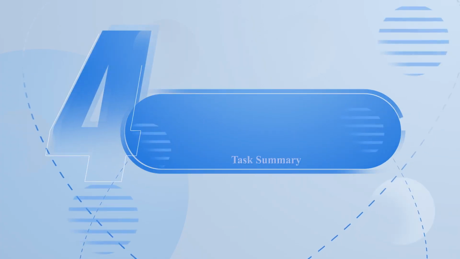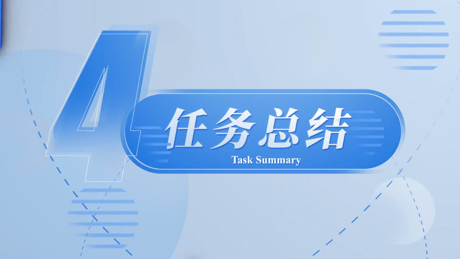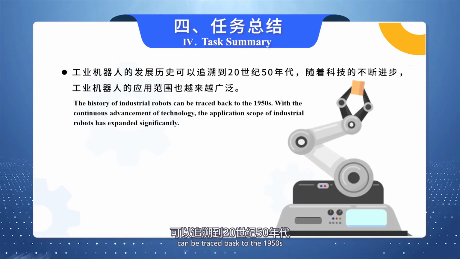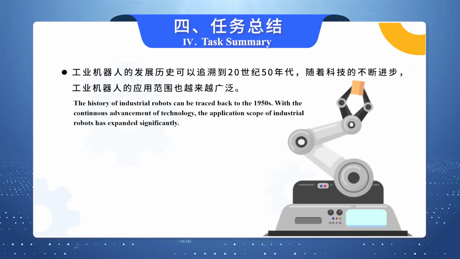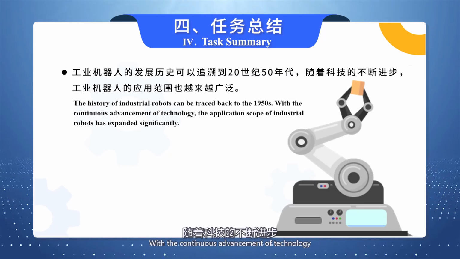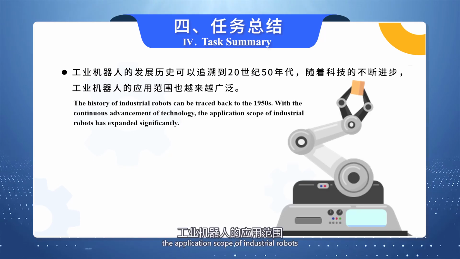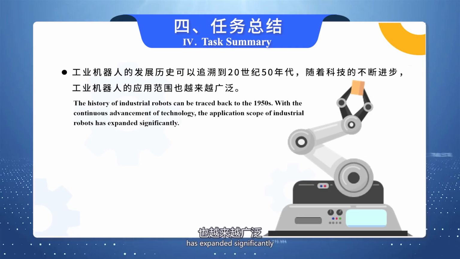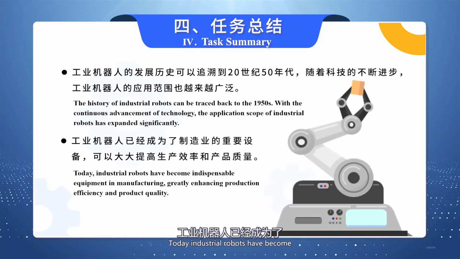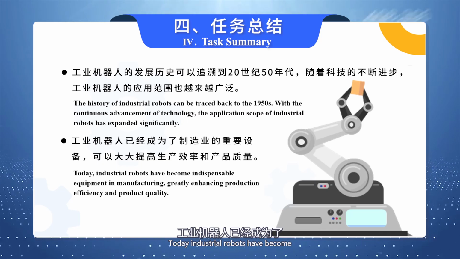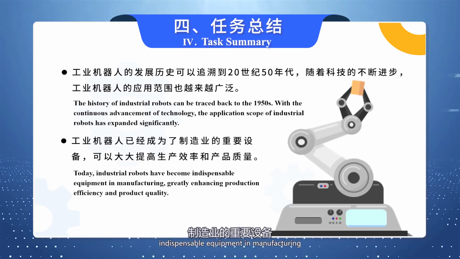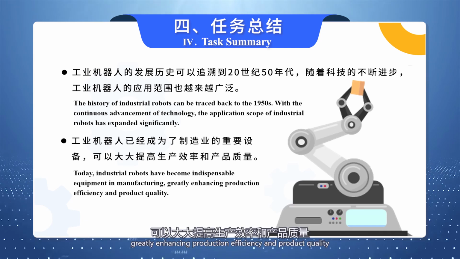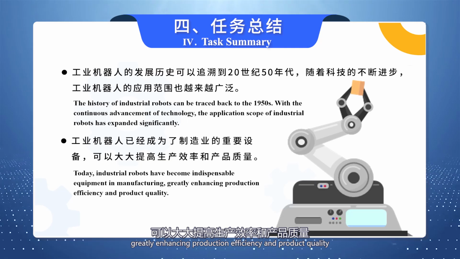Part 4. Task Summary. The history of industrial robots can be traced back to the 1950s. With the continuous advancement of technology, the application scope of industrial robots has expanded significantly. Today, industrial robots have become indispensable equipment in manufacturing, greatly enhancing production efficiency and product quality.